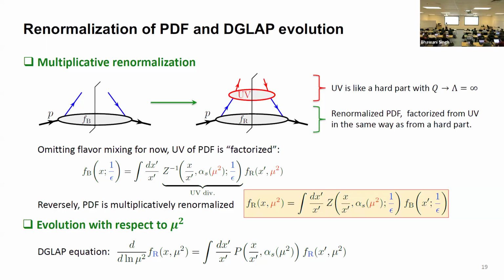Question: the mu, which is the renormalization scale, is that the same one that is introduced in DIMREG? Or is it just a similarity in the notation? Yeah, it is introduced in DIMREG. Okay. Yes, yeah.